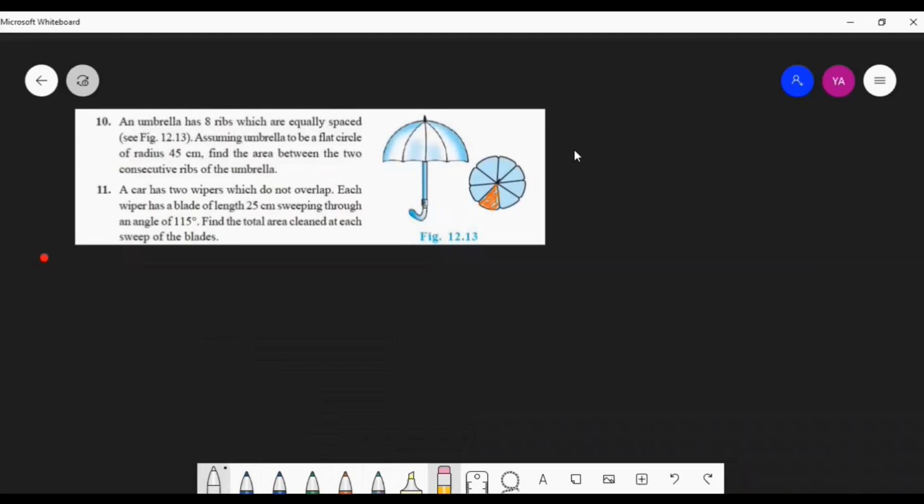Angle 45, sir. Angle will be 45, right? What will be the radius? 45. Both are 45.